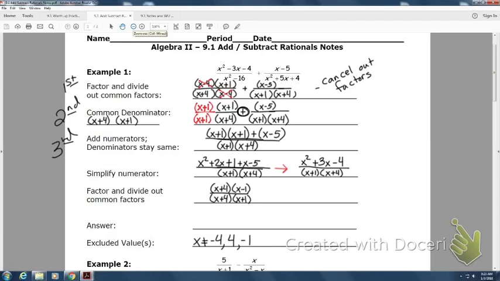And again, it says to divide out common factors. You're going to hear me say cancel. I think we're all more familiar with that terminology than divide out. Does anything cancel out on that? Spencer? The x plus 4s? Okay. So x plus 4s cancel out. My answer is what is left.